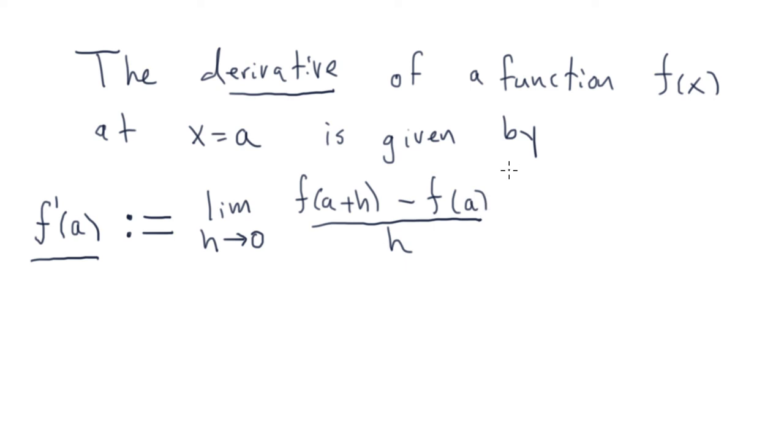Now, one important note is that this definition only makes sense if this limit exists. So a very important kind of caveat is that this is only defined if the limit exists. And for now, we'll just assume that this limit exists when we talk about its properties.